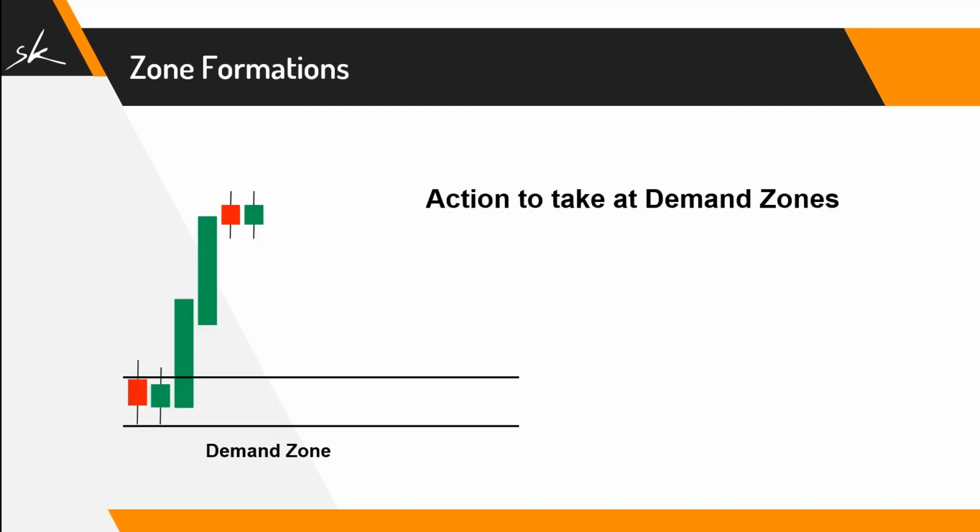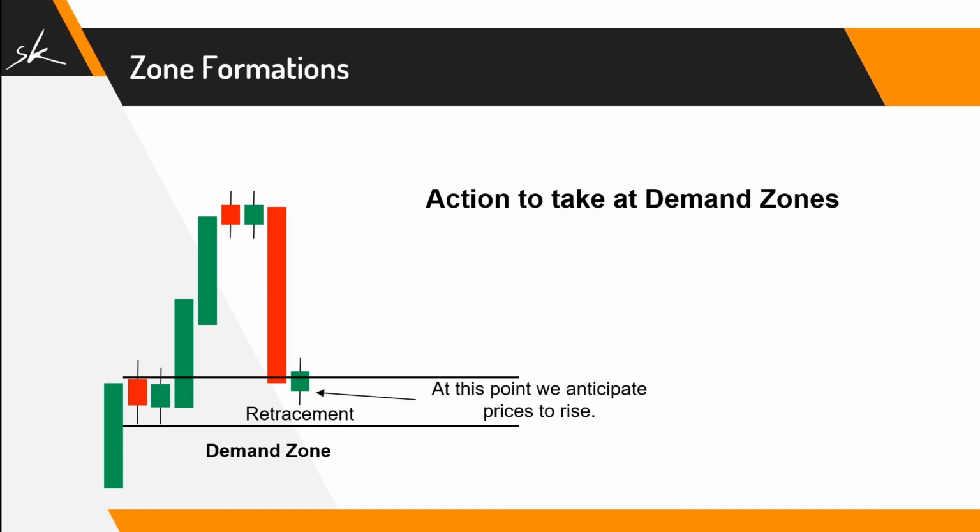Actions to take at a demand zone, be that a drop-base-rally or a rally-base-rally. Once we have identified a demand zone, we wait for the prices to return to the demand zone. This is also called retracement. At a demand zone, we anticipate prices to rise. Therefore, our action will be to buy at retracement because we are expecting prices to move up from the demand zone.